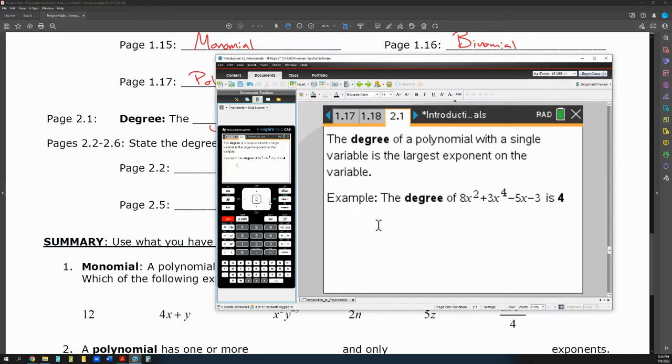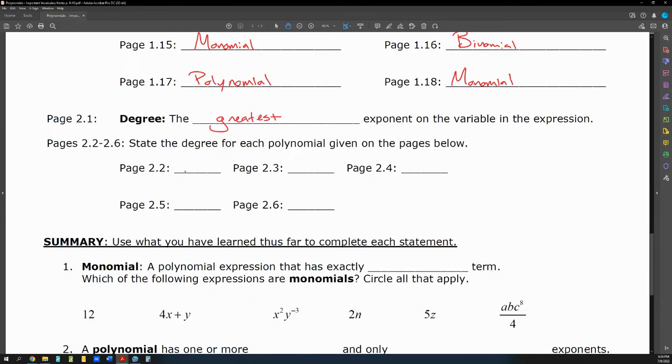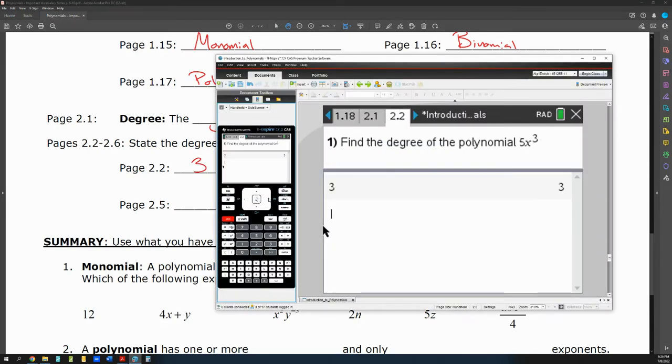Let's get some practice. Find the degree of the polynomial 5x cubed. Well, the largest exponent is the only exponent. The degree here is 3. For the next page, find the degree of this polynomial. Well, there are two exponents. We take the greatest of them. The exponent here is 3.